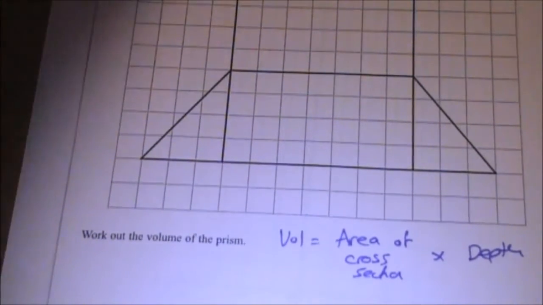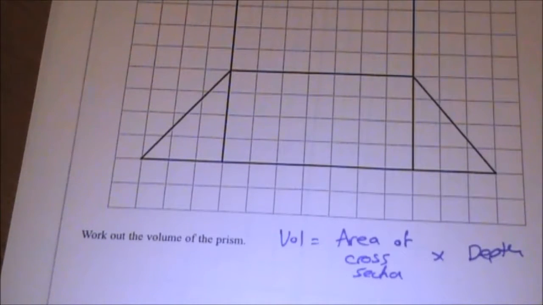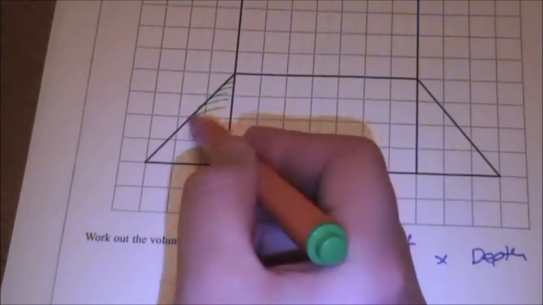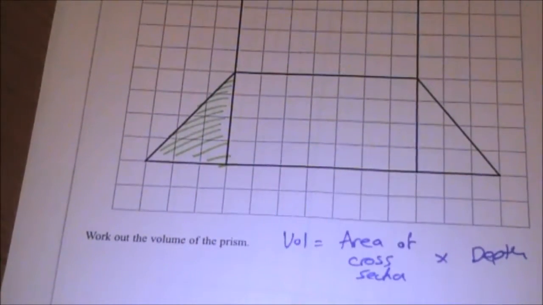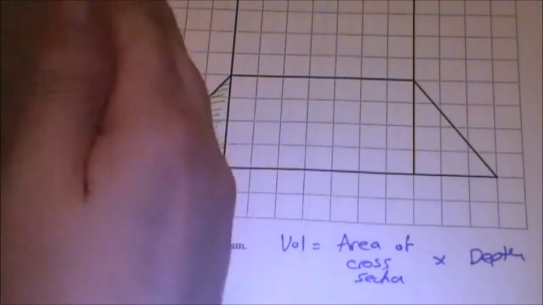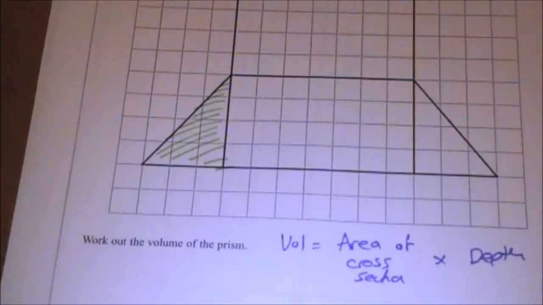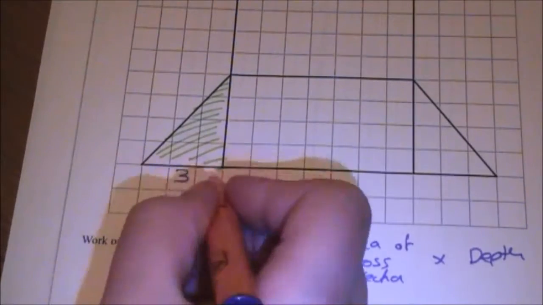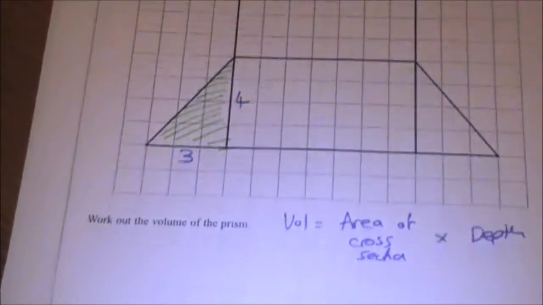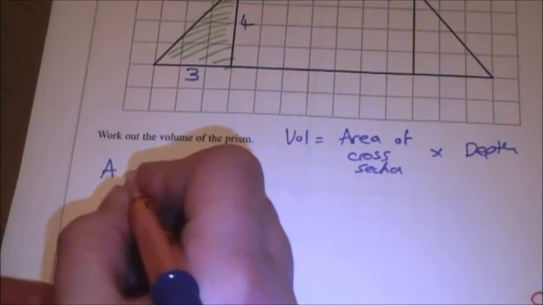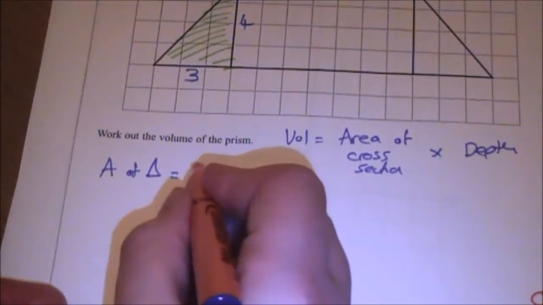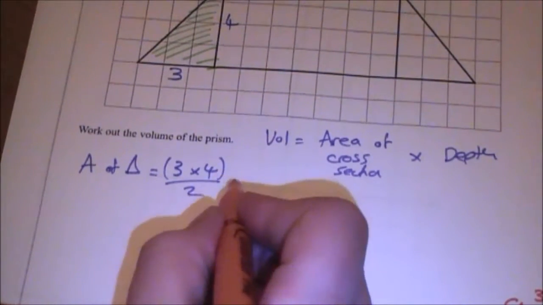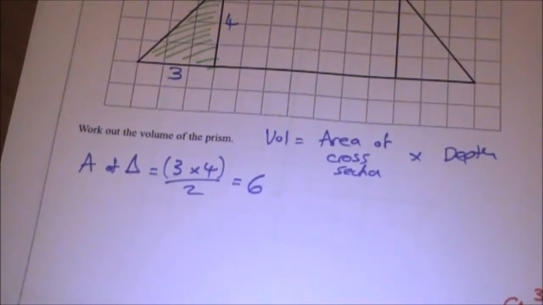Because it's a triangular prism, we know that the cross-section is the triangular part. So the cross-section of this prism is a triangle, because that's the same that side, and if you slice it, that triangle is going to remain. So area of a triangle, we need the base, which in this case is 3. We need the height, which in this case is 4. So the first thing I'm going to do is find the area of the triangle, which is 3 times 4, and then you half it. So 3 times 4 is 12, and half of 12 is 6.